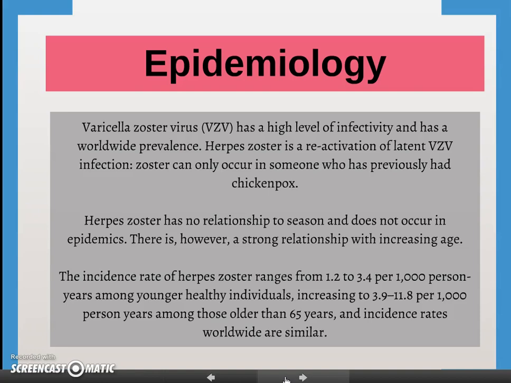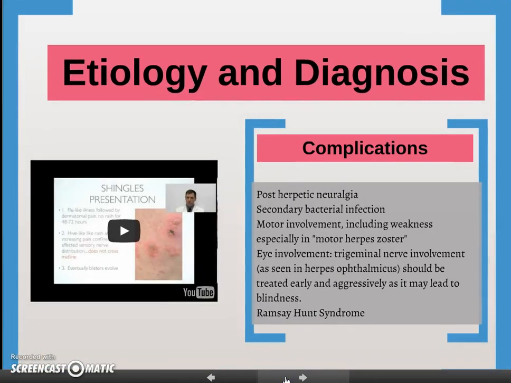The incidence rate of herpes zoster ranges from 1.2 to 3.4 per 1,000 person-years among younger healthy individuals, increasing to 3.9 to 11.8 per 1,000 person-years among those older than 65 years, and incidence rates worldwide are similar. Etiology and diagnosis.